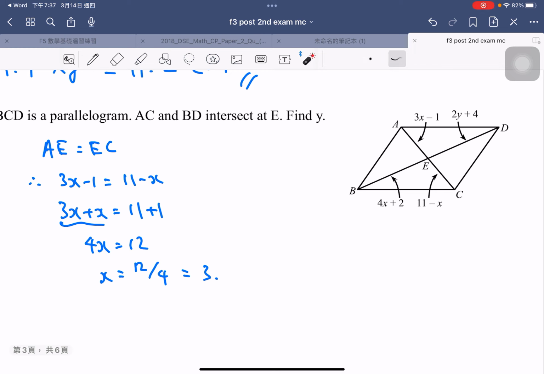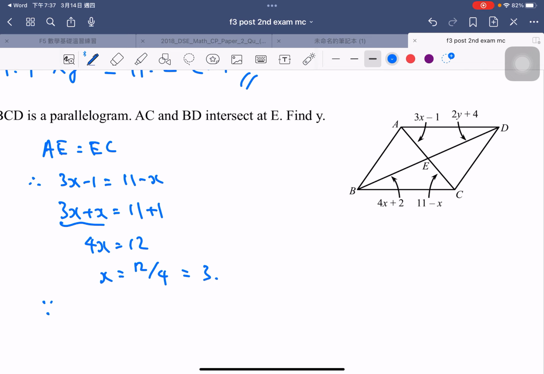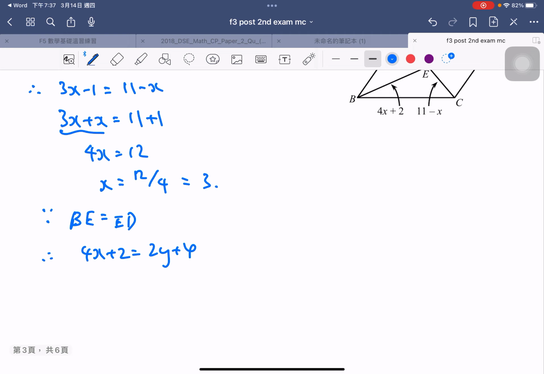So we can use a similar method to calculate BE is equal to ED. BE is equal to 4x plus 2. ED is equal to 2y plus 4. So these two are actually the same. As we have BE equal to ED, we can say 4x plus 2 equals 2y plus 4. And now as we have the value of x equal to 3, I can replace this x by 3. So 4 times 3 plus 2 equals 2y plus 4.